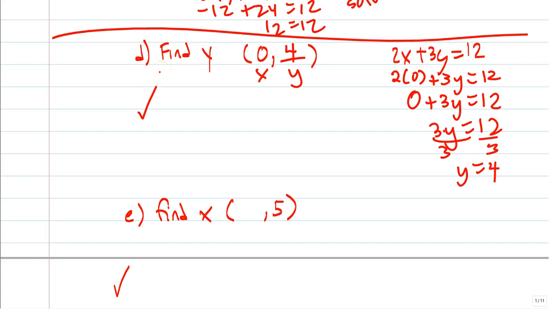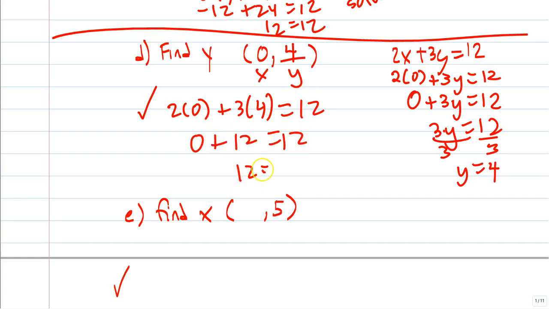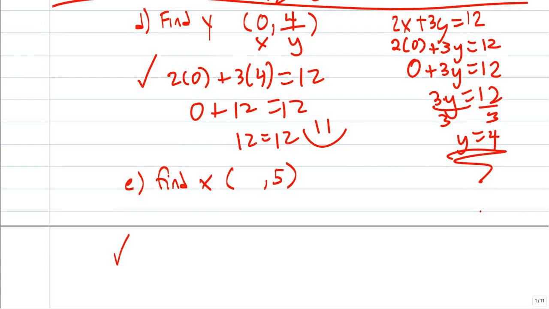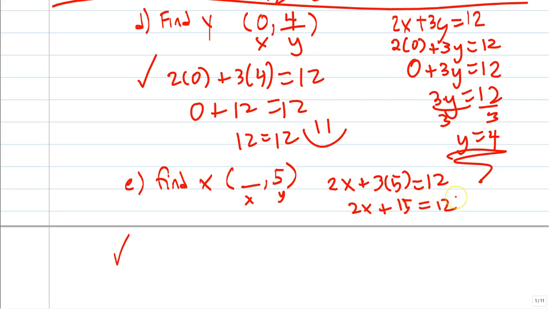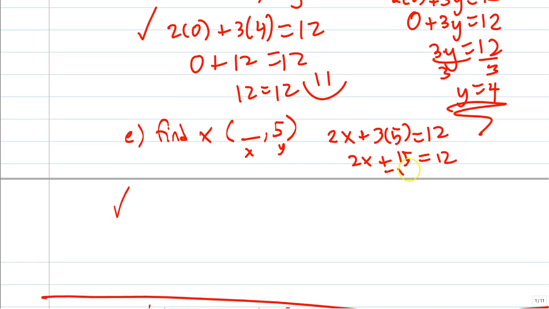You could check this. I could do 2 times 0, plus 3 times the y we got, and say 0 plus 12 equals 12. 12 equals 12. Hooray. What if they give me a y value? The y value this time is 5. Well, we can plug that in for y, and we can solve for the missing x. So, 2 times x we don't know, plus 3 times 5, gives 2x plus 15 equals 12. I undo the addition with some subtraction.